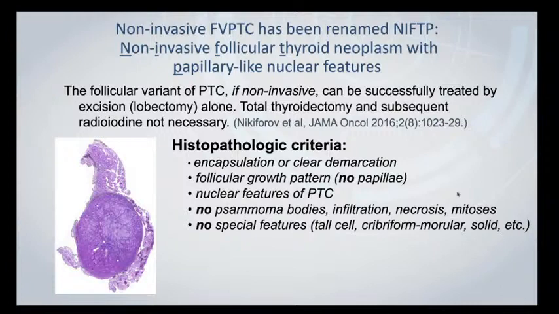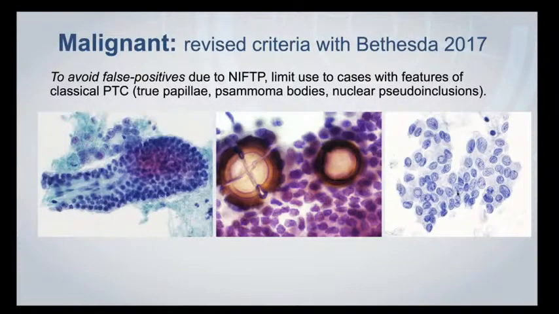I think you can appreciate from this list of very strict criteria that this is not something that we can diagnose with tremendous accuracy on a fine needle aspiration specimen. We may be able to suggest the possibility of a follicular variant of PTC or NIFT-P, but we can't make a definitive diagnosis of NIFT-P. And that caused a lot of consternation when NIFT-P was the new name for this follicular variant of PTC because the word carcinoma was taken out of it.